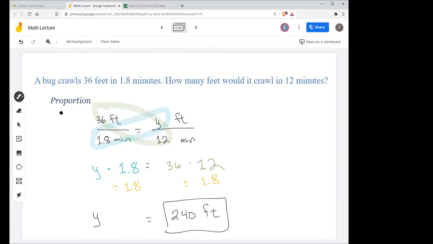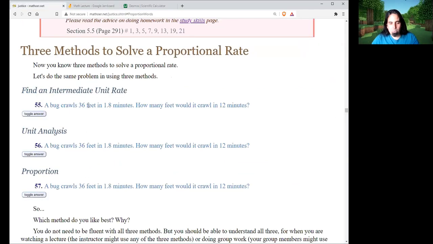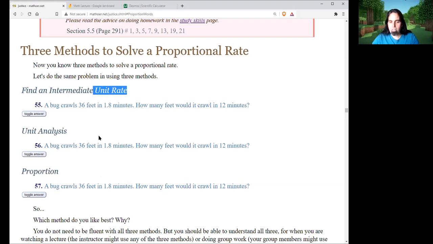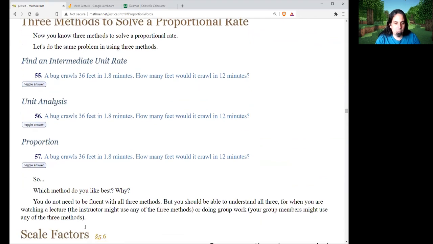Okay. So I tell you this, that if you see a bunch of problems like this on homework or a test, then if you do them one way, you like proportions, and someone else does them another way, they like the unit rate, that's okay. It's not like there's only one way to do these. No one's going to mark you wrong for somehow picking the wrong method.